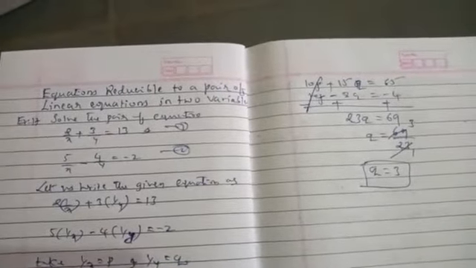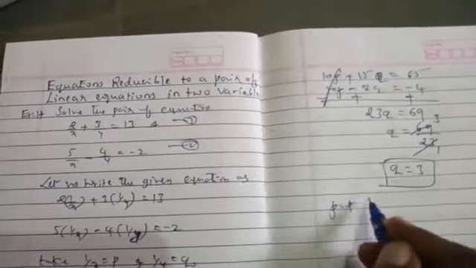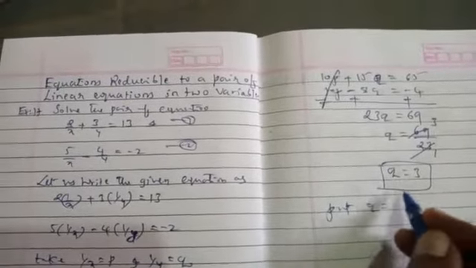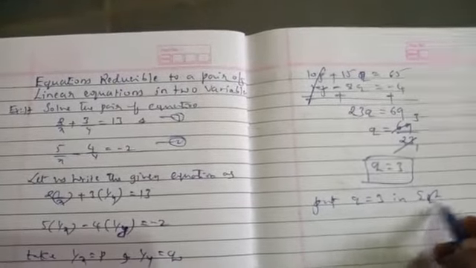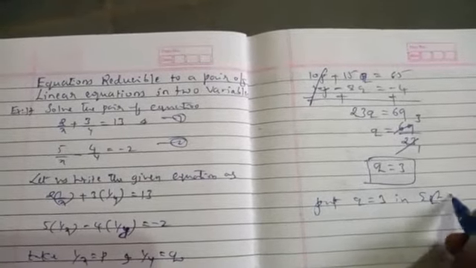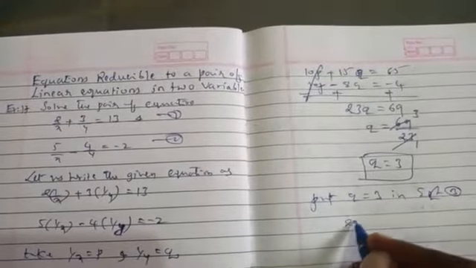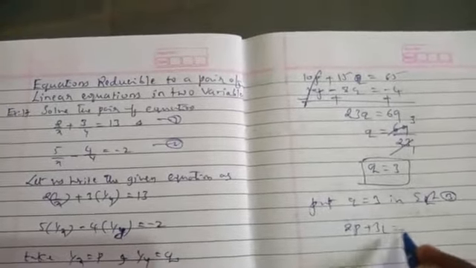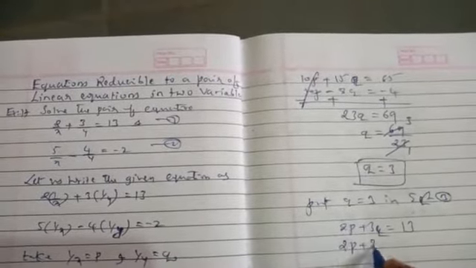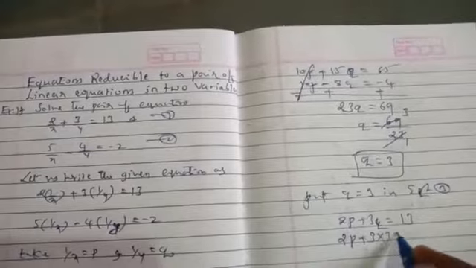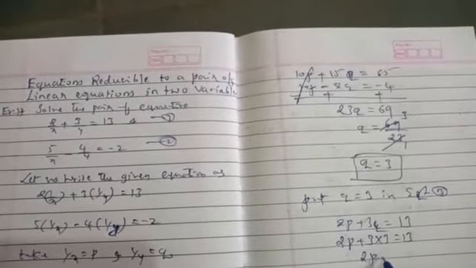Okay, I will use equation number 3 and put q equals 3 in it. Equation number 3 is 2p plus 3q equals 13. 2p keep it as it is, plus 3 into 3 equals 13. 2p, and 3 into 3 is 9.